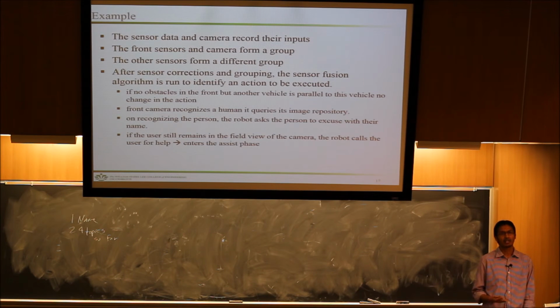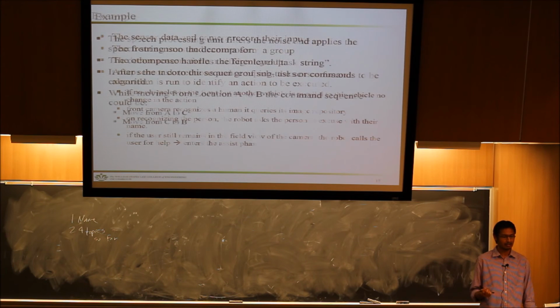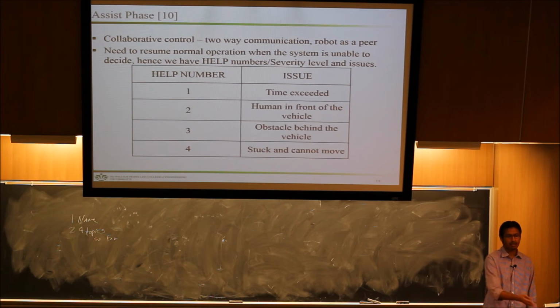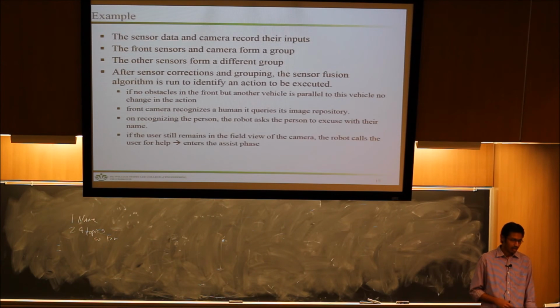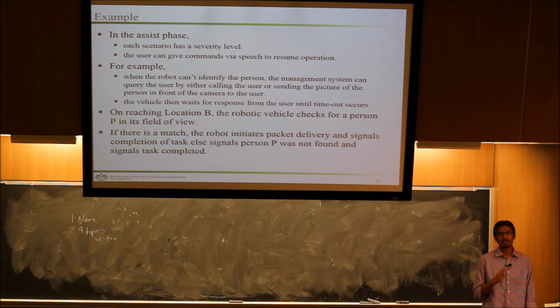And suppose the front camera sees the person. You will have an image repository where you can check for the person in the field of view. If it recognizes the person, it signals task completed. If not, it enters the assist phase. We previously saw different help numbers, for example human in front of the vehicle and unrecognizable, so it goes into the assist phase. In the assist phase, as we saw, we have different severity levels, and you can give speech, or you can also have a pre-processed function which handles each of those severity levels.